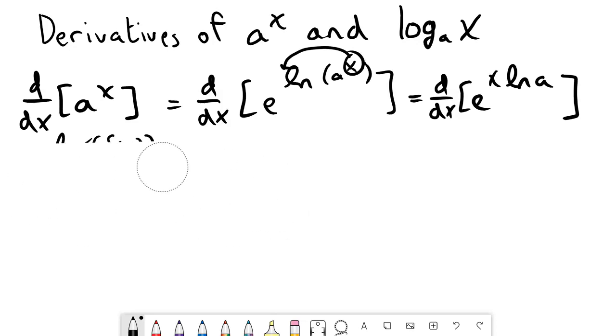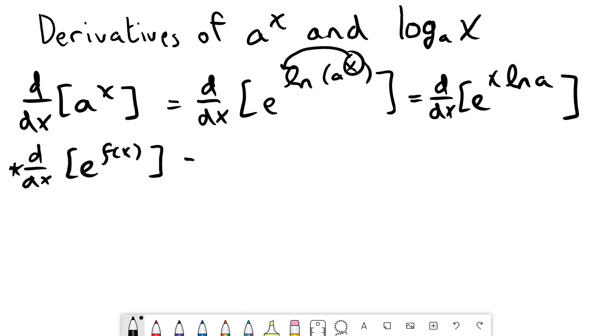I'm going to erase this so I can write below. Another note: remember, for e to the function, we want to find its derivative. What's the derivative with respect to x of e to the function? In the last video we found it to be: keep the power, the inner function, the same, and then multiply by the derivative of the inside, which is the power. We're going to use the chain rule here.